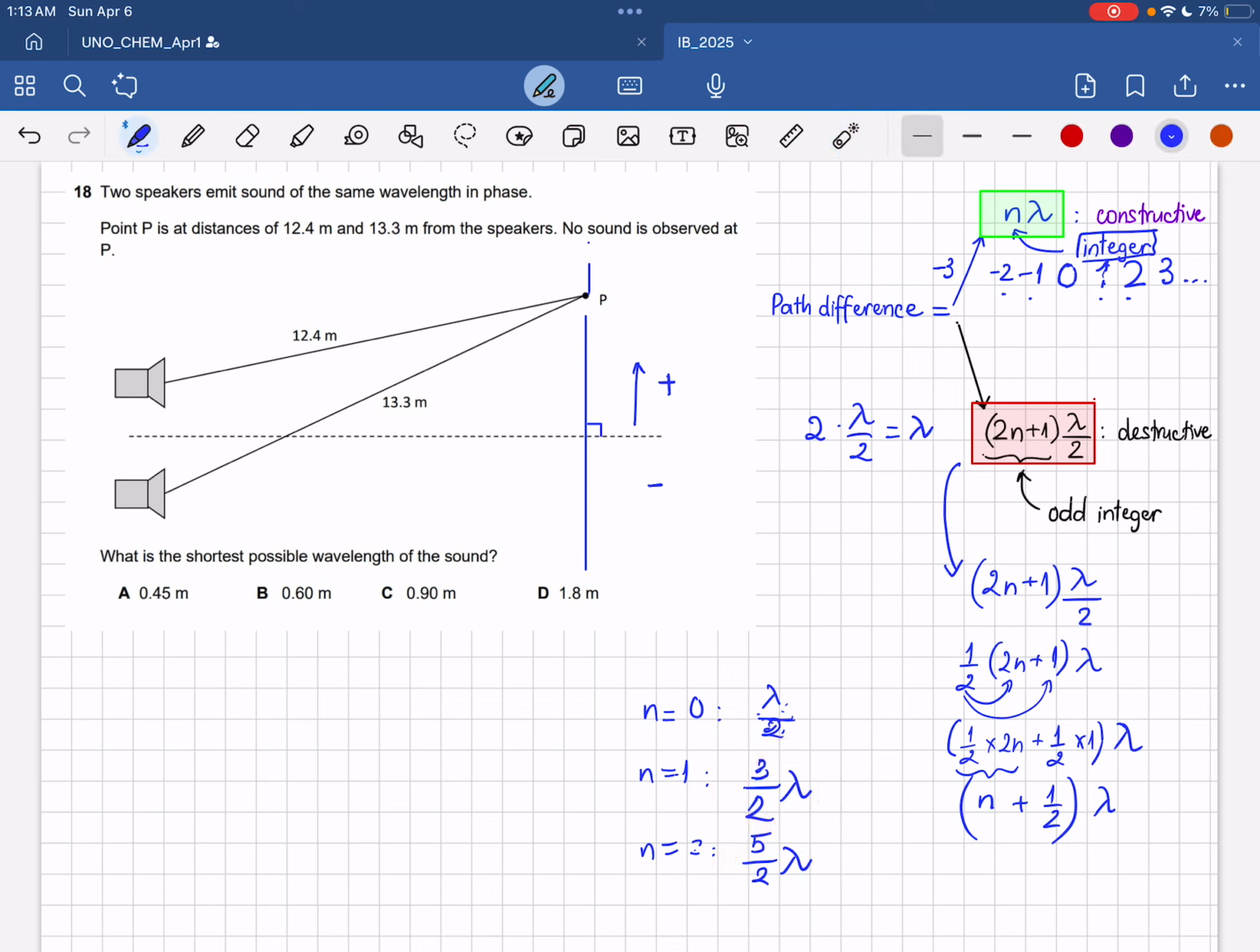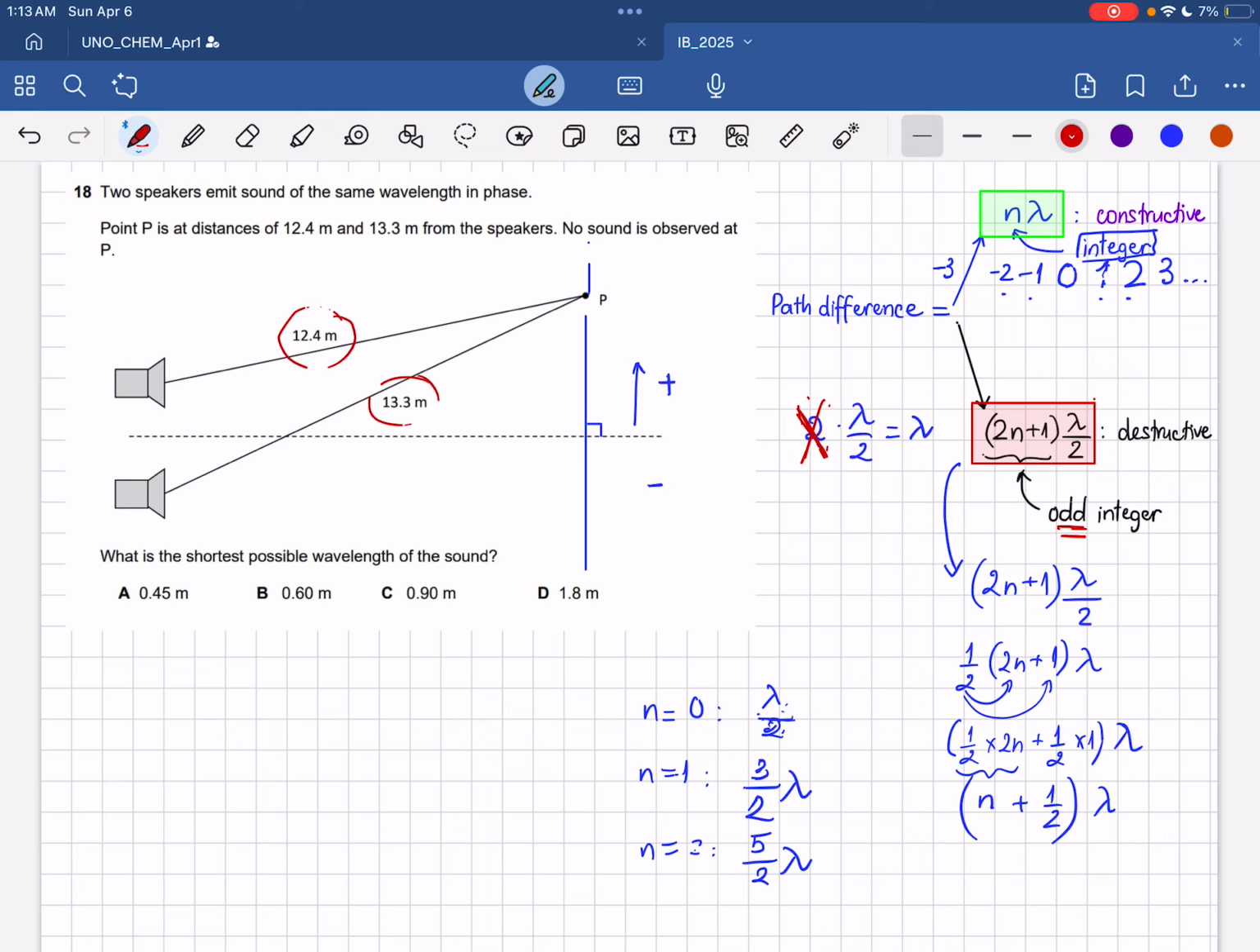Okay, so I just highlight here, this thing can never happen. This one should be an odd integer if you use this kind of form. So here, just apply it in this case. We know that at P it should be no sound and it should be destructive, because the waves at P will cancel with each other. So that's why we should have the path difference here.